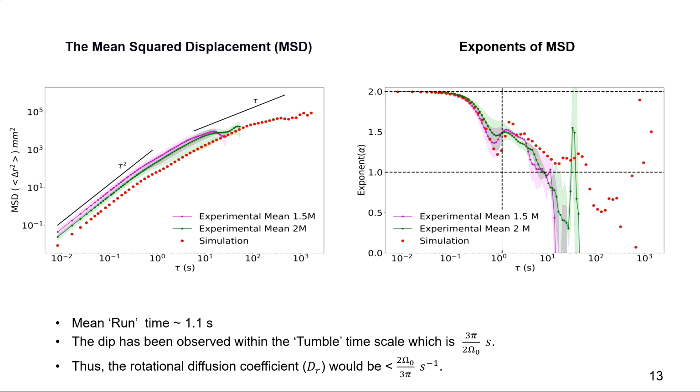Is there a reason why the exponent goes a bit wild at large times? It is coming from fluctuation only. Okay. Thank you.